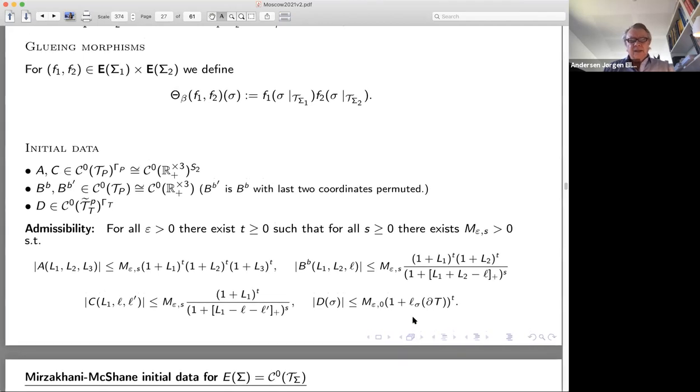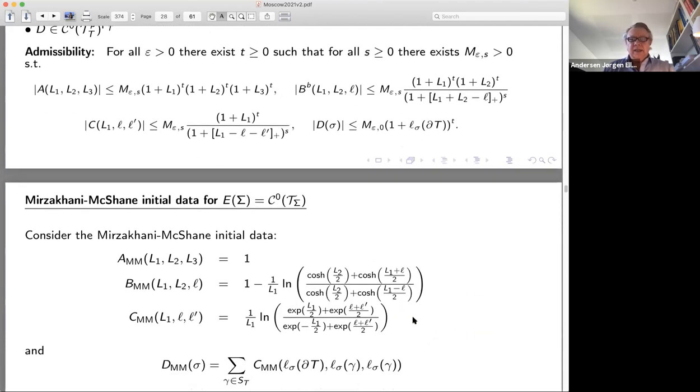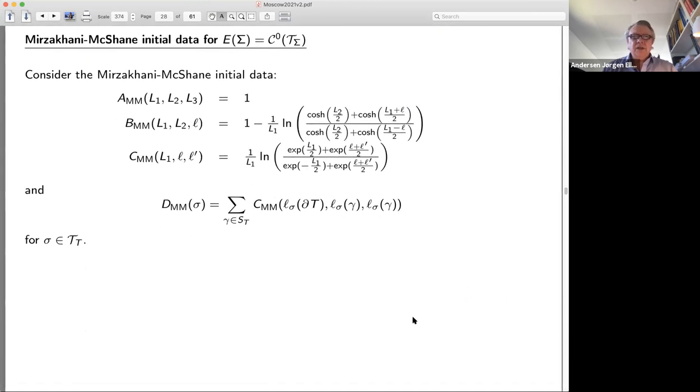Okay, so the question is, do we have examples of this? Indeed, yes, there is a very nice example, which we call Mirzakhani-McShane initial data, simply because these functions come straight out of Mirzakhani's work. You take the function 1 for A, you take this one for B and this one for C, and you define D to be the sum over all ways to split a one-hole torus into a pair of pants, applying this C to the three lengths you obtain.